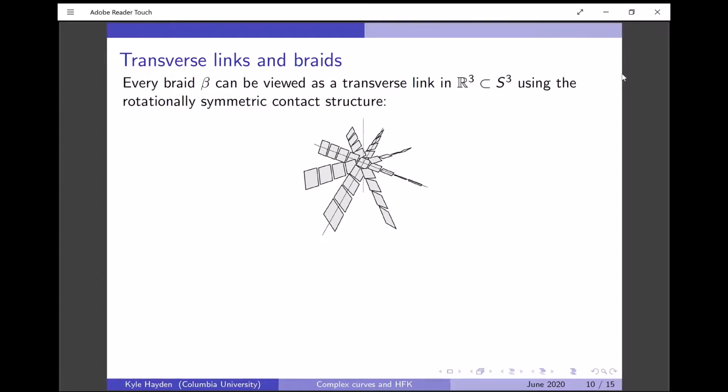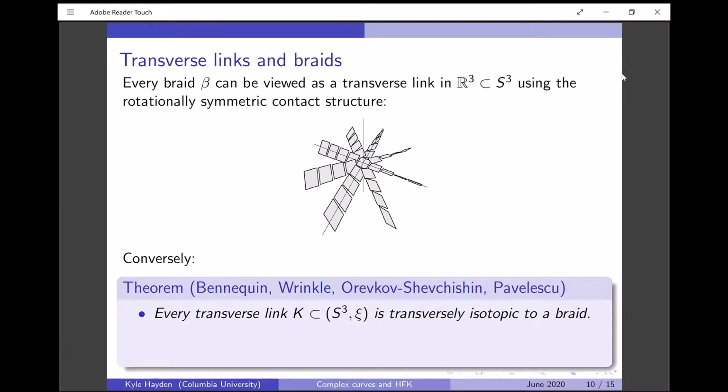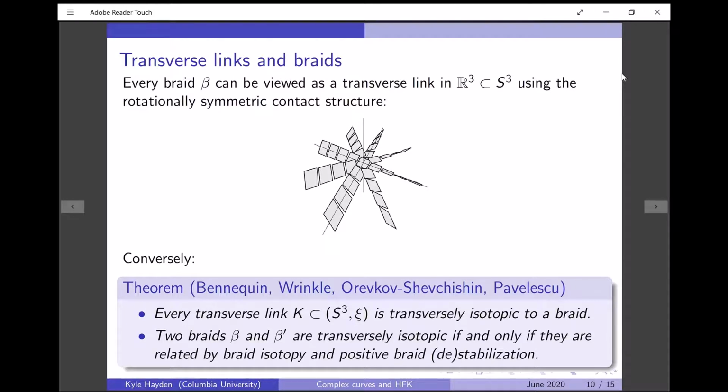And conversely, combining work of several authors, we have that every single transverse link in S3 is transversely isotopic to a braid. And while that representative won't be unique, two braids, beta and beta prime, are transversely isotopic if and only if they're related by braid isotopy and positive braid stabilization and destabilization. And so you might see here where now the different ingredients of the first theorem are coming into play. In particular, the result at the bottom explains the third type of operation in theorem 1.